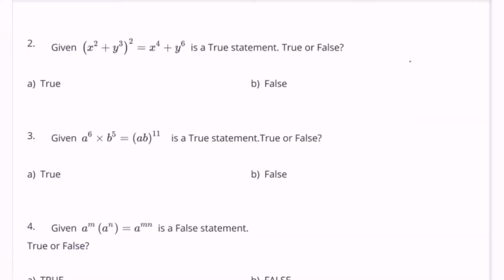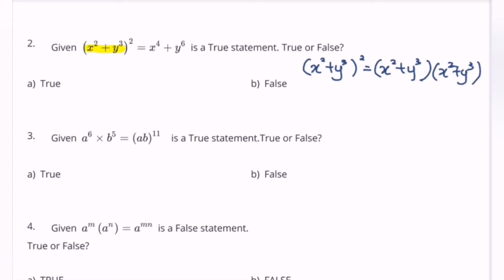Finally, refer to question 2. Given the situation where we have (x squared plus y to the power of 3) bracket square equals x to the power of 4 plus y to the power of 6 is a true statement. By referring to the situation, (x squared plus y cubed) bracket square actually equals (x squared plus y to the power of 3) multiplied with (x squared plus y to the power of 3) for 2 times.